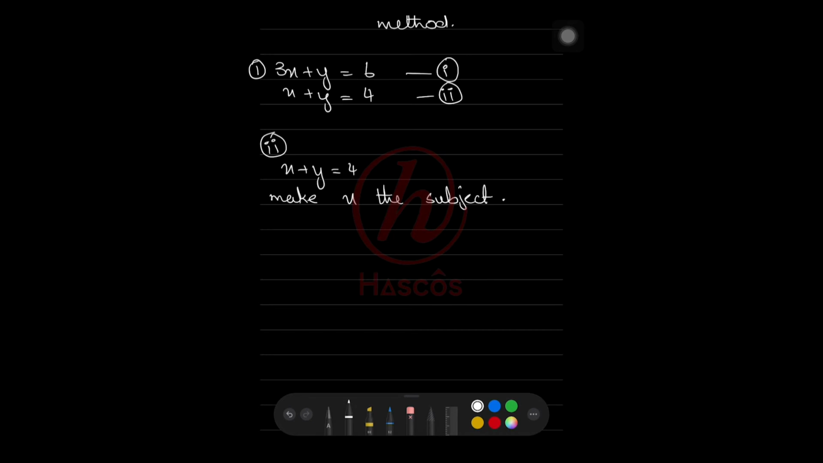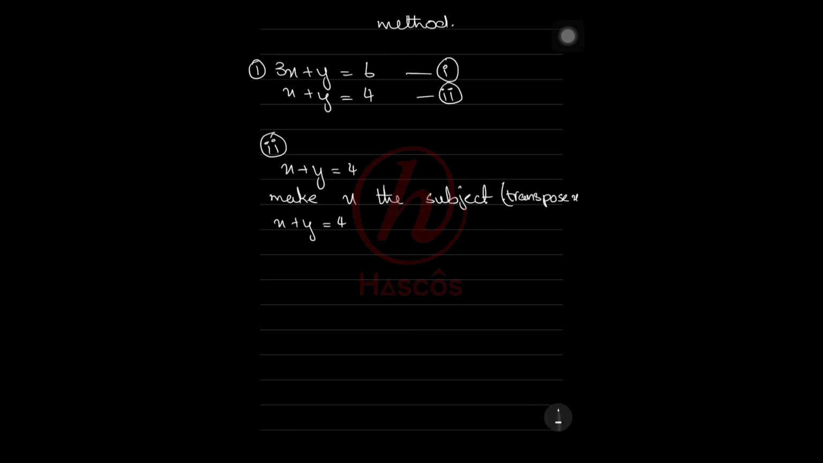That means transposing x, making x alone on one side of the equals sign. y goes on the other side and becomes a negative y. So x equals 4 minus y. Now equation number 2 has been made into this. Now we're going to substitute this new equation 2 into equation number 1.